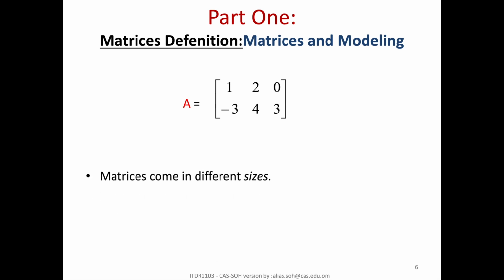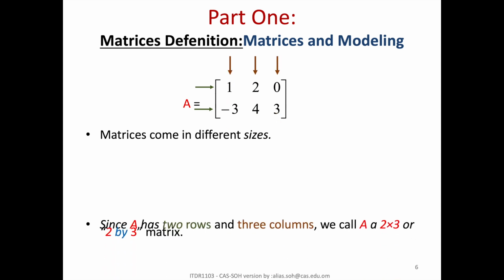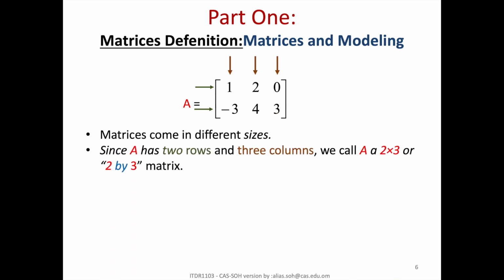Now, a matrix has a size, and the size is the dimension of a matrix. So here we have 2 rows and 3 columns. Therefore, we can just call A a 2 by 3 matrix. And we can write the size of a matrix on the far right side, outside the rectangular array.